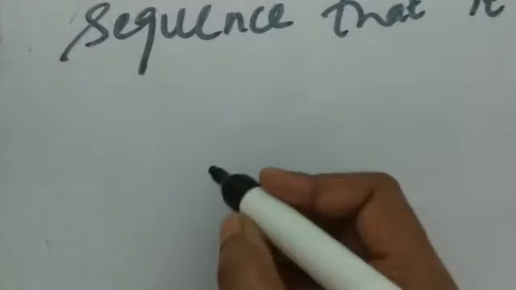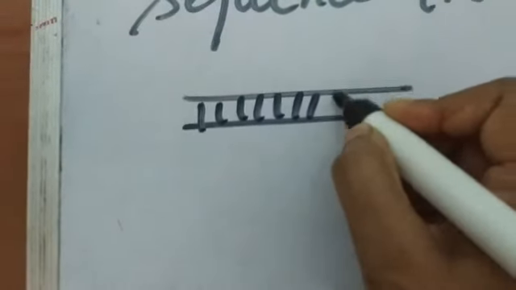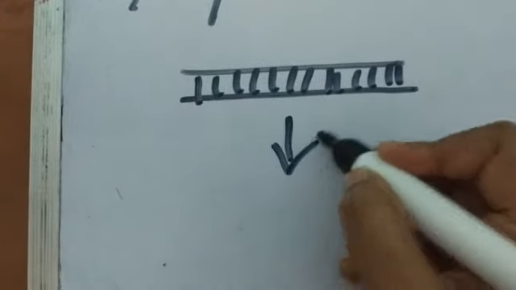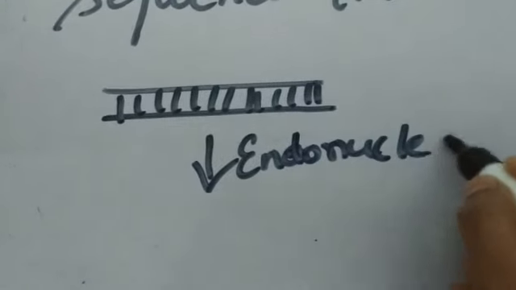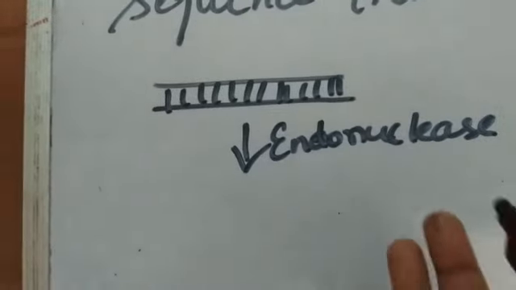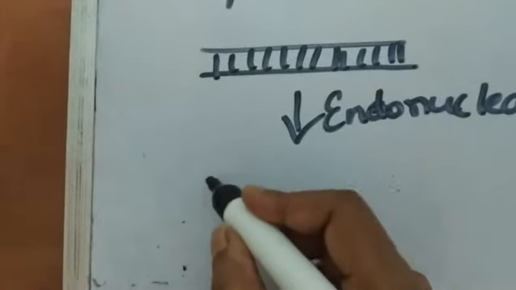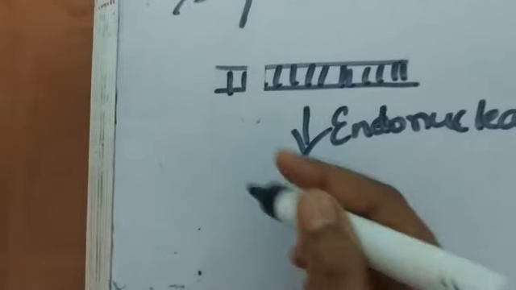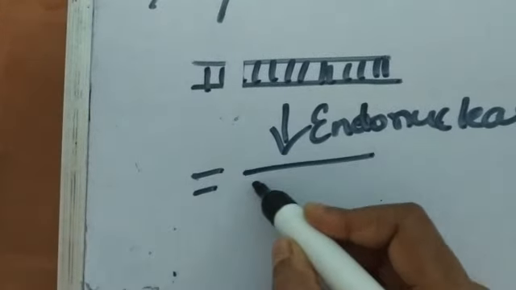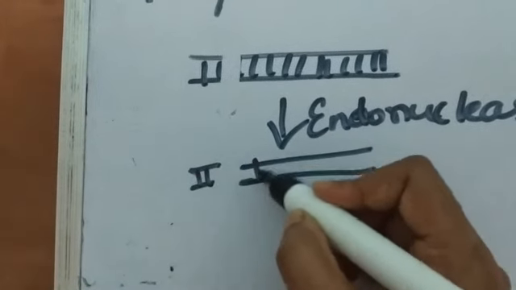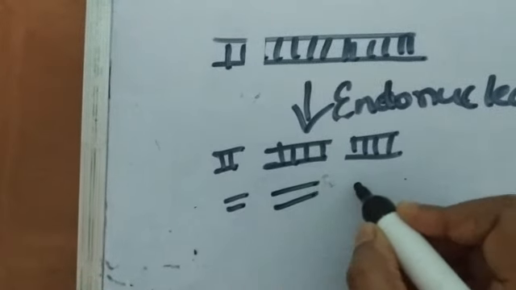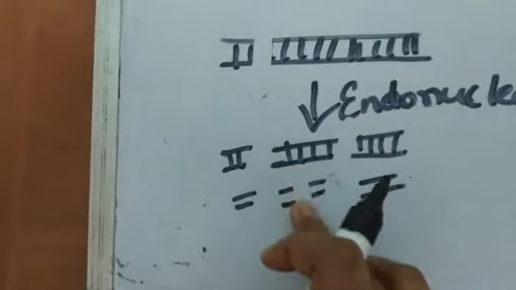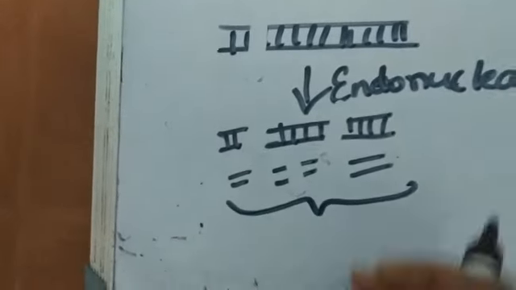Whereas normal endonucleases, what do they do? If this is a DNA molecule, if you add an endonuclease, I am drawing a double-stranded DNA. If you add a general endonuclease, the endonuclease may cut the DNA at this point, yielding 2 fragments like this. Next time it can cut it here, so you get 3 fragments like this. Next time it can cut it here, so you get 4 fragments, and so on.